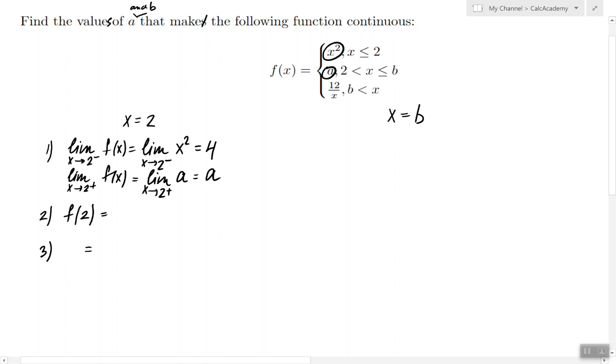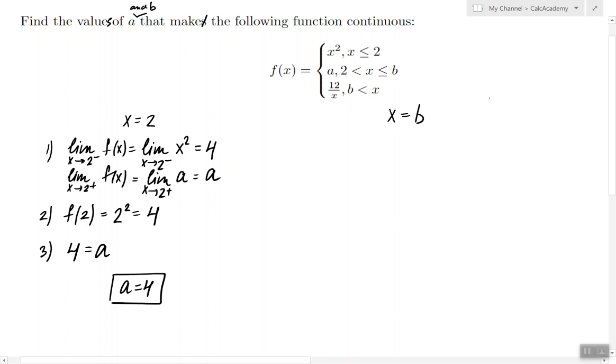Now, what is f of 2? F of 2, when x equals 2, we have x squared. So f of 2 is 4. So now we just have to make sure that these three quantities are all the same. So the value of a that makes that true is 4. So we can conclude that a is 4.